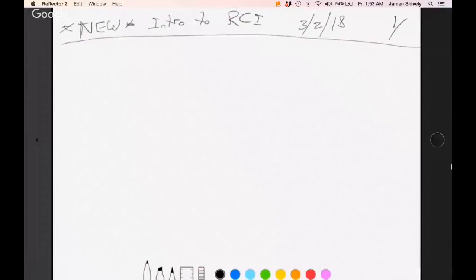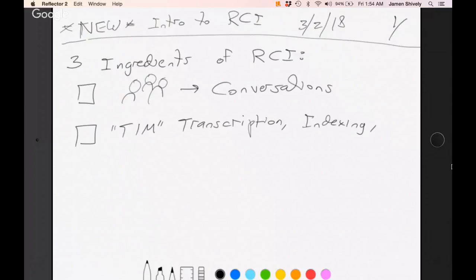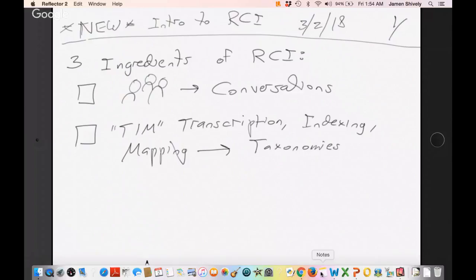Okay. So what Michael is saying is, let me just sketch out what we're talking about. The three main ingredients of radical collective intelligence. The first is just people coming together, groups of people coming together and having conversations, right? The second is, we use the acronym TIM, which stands for transcription into text, indexing of the conversation, and then mapping of the parts of the conversation to taxonomies. And we were just looking at the taxonomy of the world's needs, the needs of a whole world.